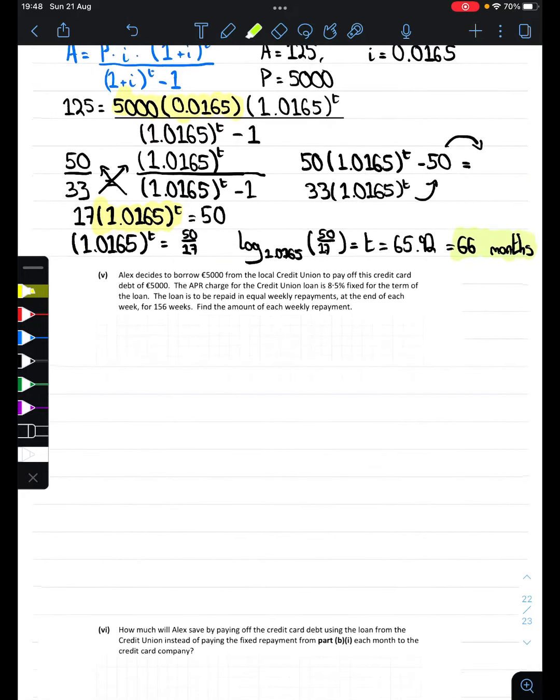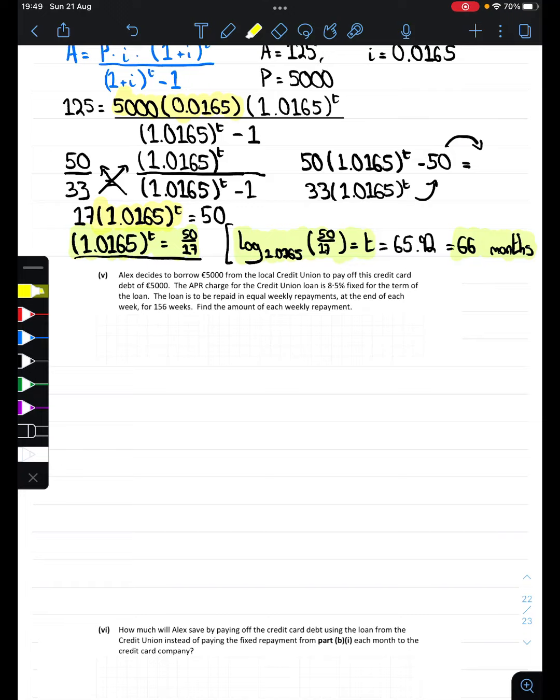Oh, and just the reason that this equation, how we jump from here to here, well, this is just the definition of the log. So this first equation here, 1.0165 to the power of t equals 50 over 17, this is a question: 1.0165 to the power of what equals 50 over 17. And so then the answer to that is this logarithm here. That's how we define the logarithm. I've talked about this before. I have a separate video on this if you want to look at it, but essentially this is how we define the logarithm.